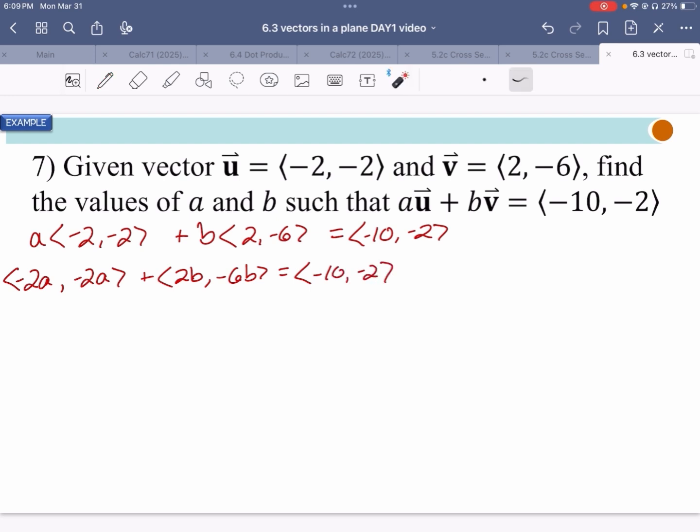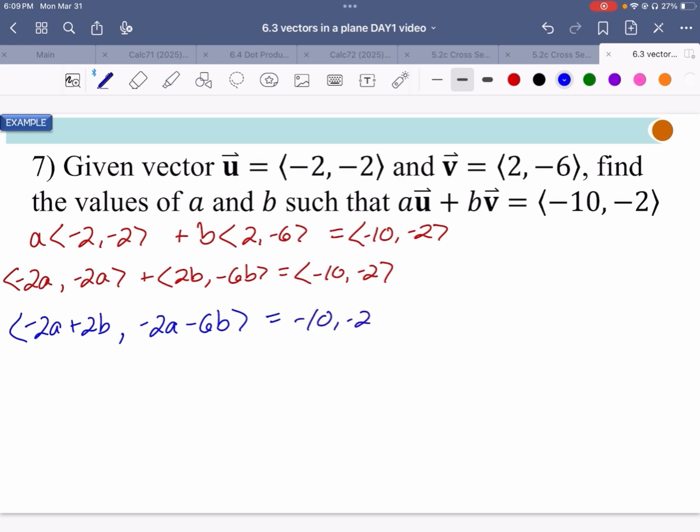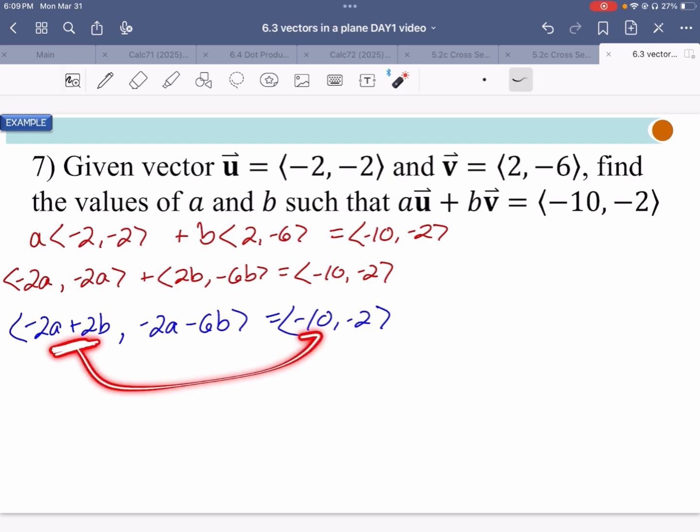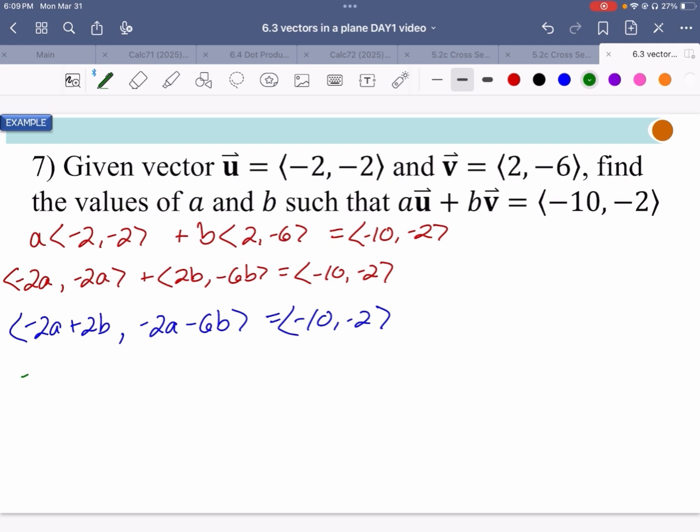Then we can add their components, right? So the x components, we'll add those, and the y components, we'll add those. So I have <-2a + 2b, -2a - 6b>, and that's equal to <-10, -2>. So now what we'll do is we'll take the x component of this vector and set it equal to the x component of this vector, and same thing with the y components. So we have -2a plus 2b equals -10, and -2a minus 6b is equal to -2.